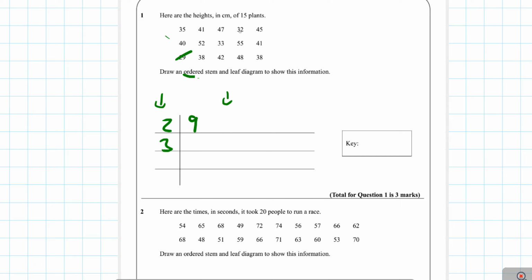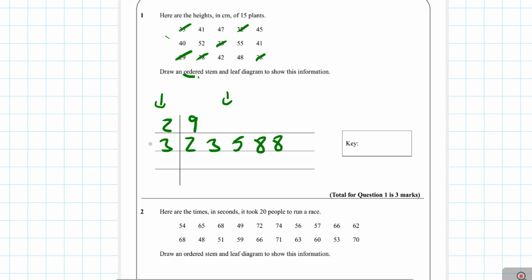And then we've got the lowest one, which is 32, so we put 2, then we've got 33, then we have 35, and then we have 38, and then we notice that there is another 38 here, but we still have to put that in because that is one of the data points. You put every single data point in, even if it's repeated. It's a really common mistake to leave out the 8 in this situation because you think, oh, I've already got it in. But no, you've got to include all the data values in your ordered stem and leaf.